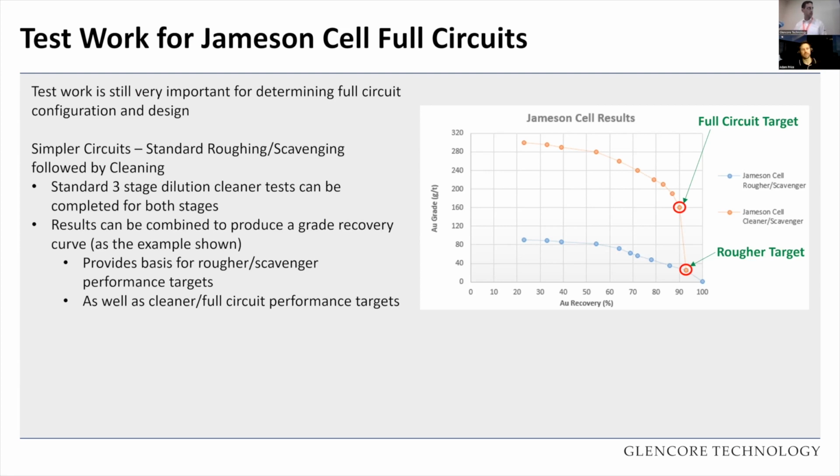Within the rougher circuit, we tend to find that the main target through the roughers tends to be the high recovery, so it ends up being a very aggressive point that can be close to in line with a single stage of dilution cleaning test, basically. And then, as I said, we can build from that point to do the 3-stage dilution cleaner test to see where we would target through the cleaners.